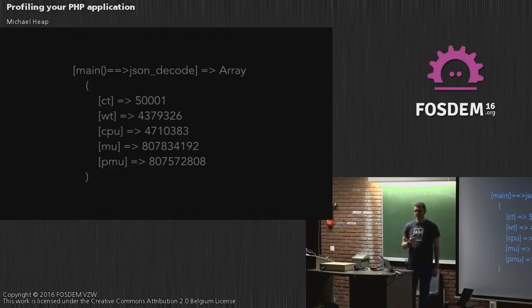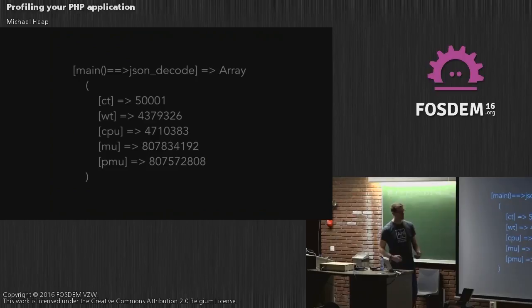We spent 4.3 million microseconds, 4.3 seconds of wall time decoding data, and 4.7 seconds of CPU time. Our memory usage was 800 megabytes. This is just XHProf, it gives it to you straight away. But this isn't that useful. Like I said, this is 1 of 10, 20, 50,000 items.